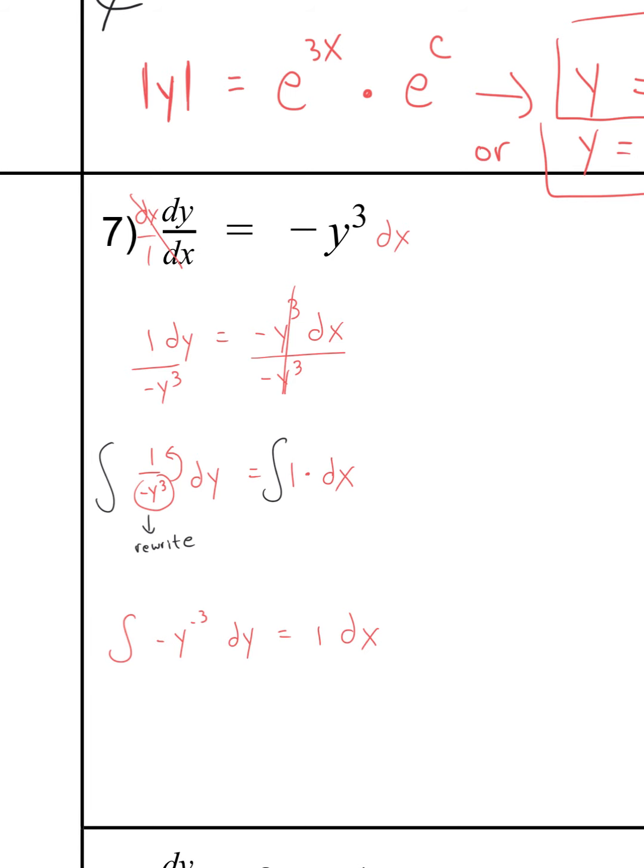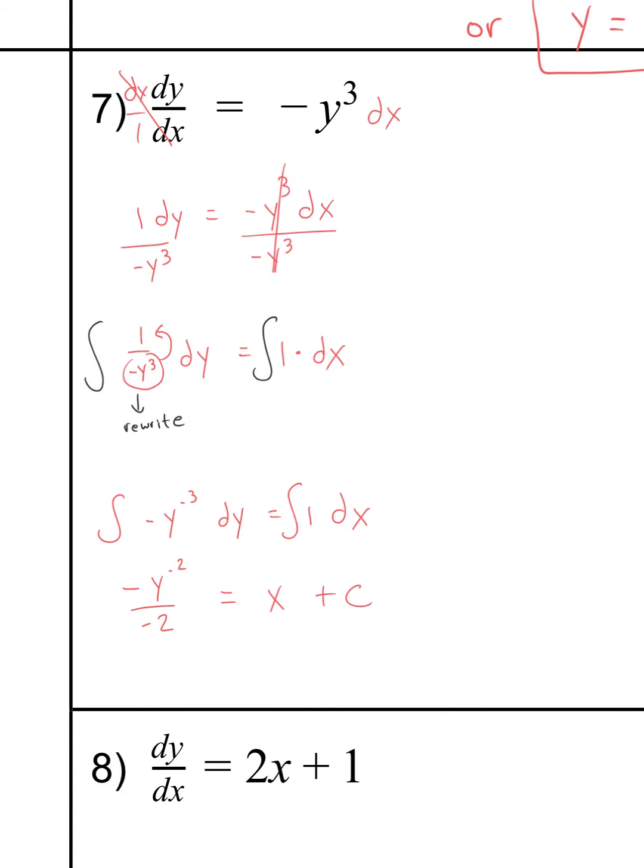Now I'm ready to finally take my antiderivatives. This is going to be a power rule. So when I take the antiderivative, this negative 1 comes along for the ride. When I add 1 to this, negative 3 plus 1 is going to give me y to the negative 2 over negative 2. And then on the right-hand side, the antiderivative, oops, I forgot the elongated s here, can't forget that. But now when we take the antiderivative of 1, of course, it is just x plus c.